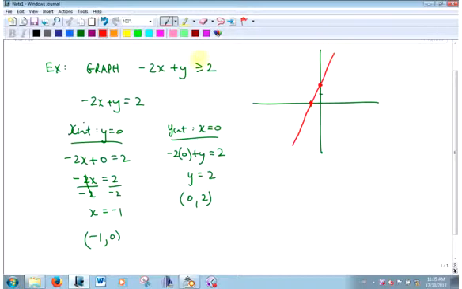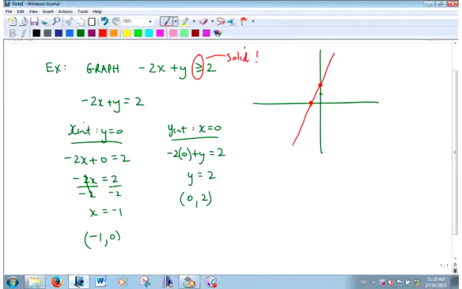Okay? Solid. If I have that equal part in there, this line is part of the solution. It can be on the line because it's equal. If it's just less than or greater than, this line is not the solution. It's either greater than it or just less than it, not equal to this line. Okay, so I'm making that solid.